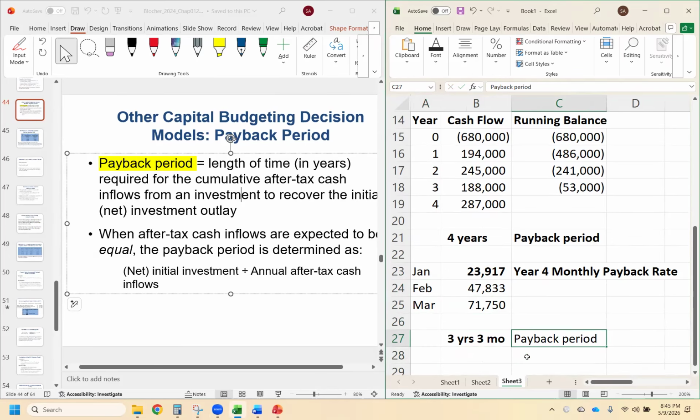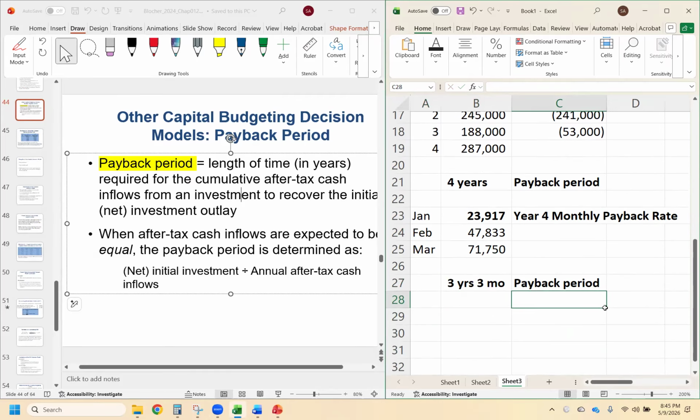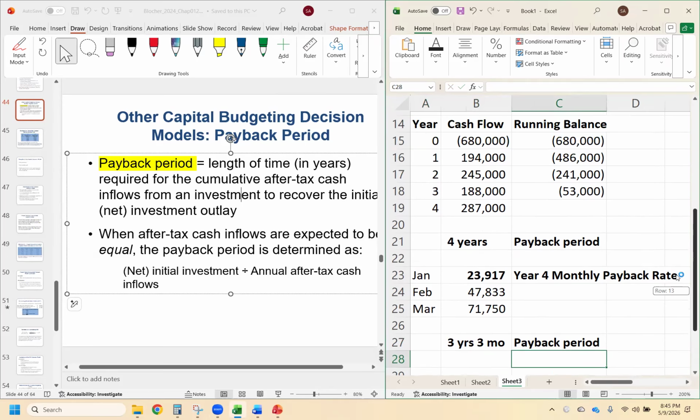But only if you get your payments every month instead of every year. So if you only get paid at the end of the year, it's 4 years. But if you get paid at the end of the month, it's 3 years, 3 months.